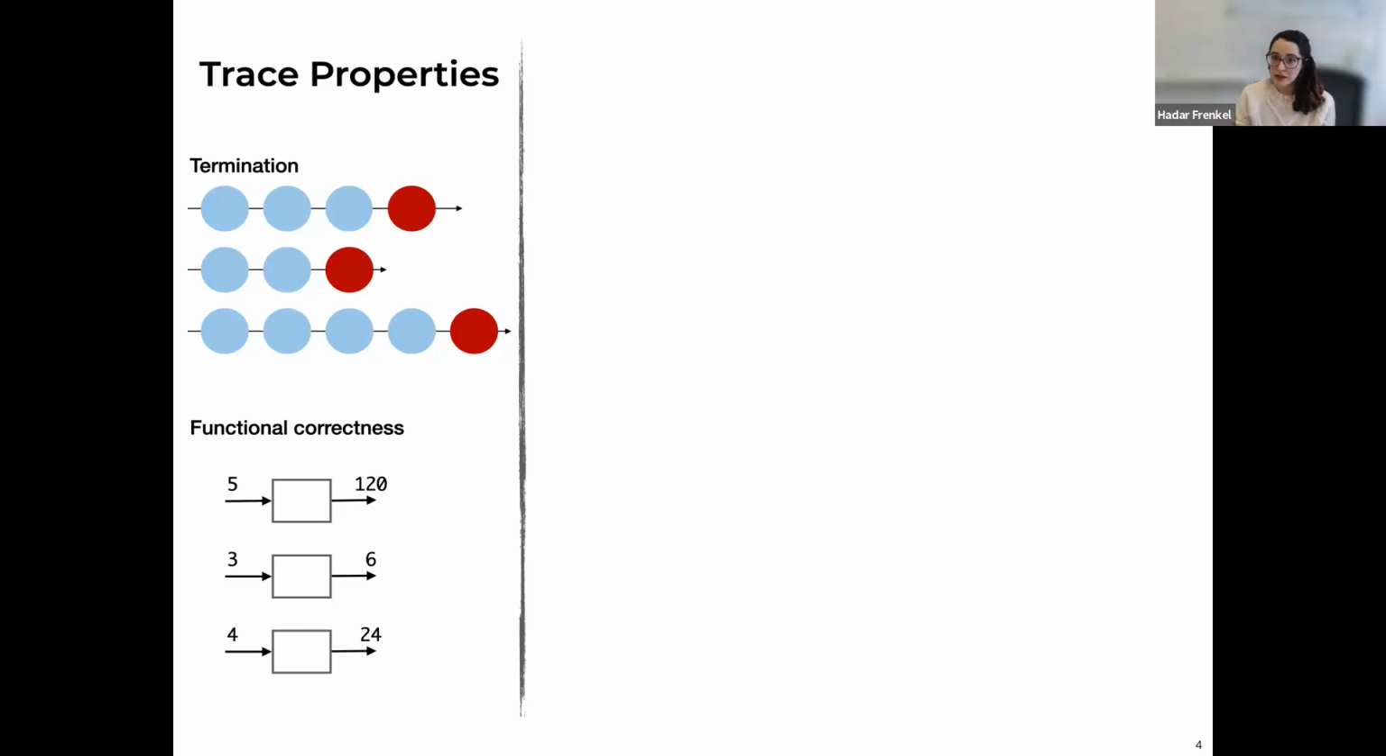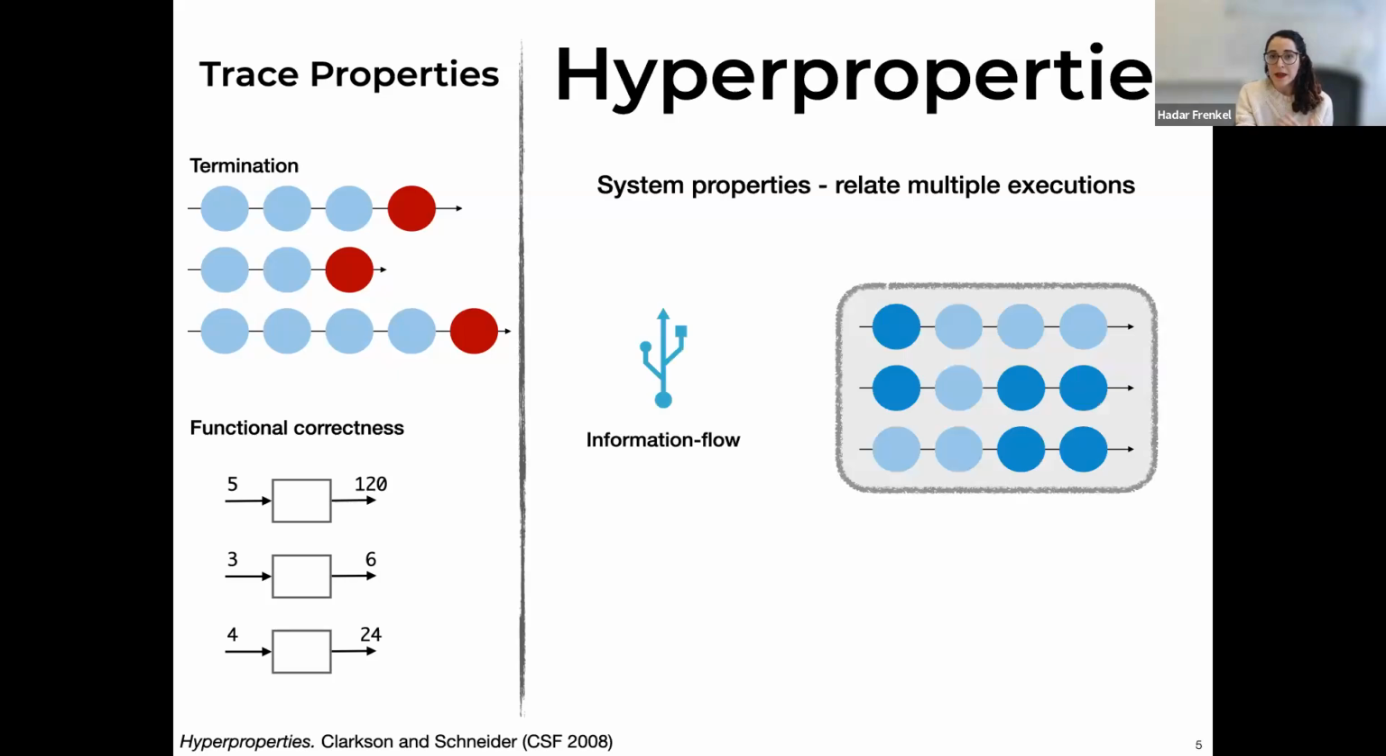If I'm talking about functional correctness, so I want to make sure that my program or system computes some function, then again, I can look at each execution apart and make sure that my system computes the correct function on this execution. And if it's true for each execution, then it's true for the whole system. However, there is a wide set of properties in which looking at each system execution separately is not enough to express these properties. And these properties are called hyperproperties. Hyperproperties are system properties that relate multiple system executions.